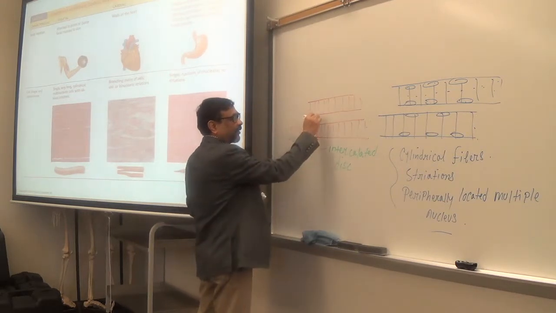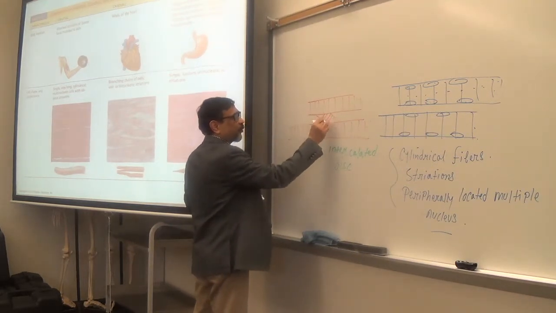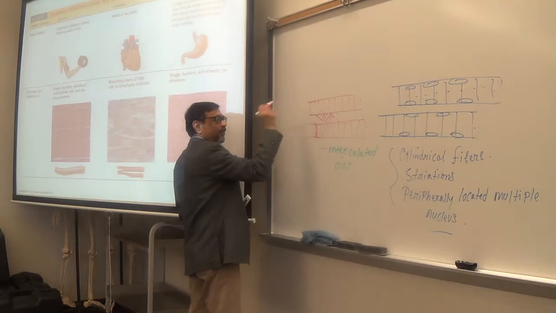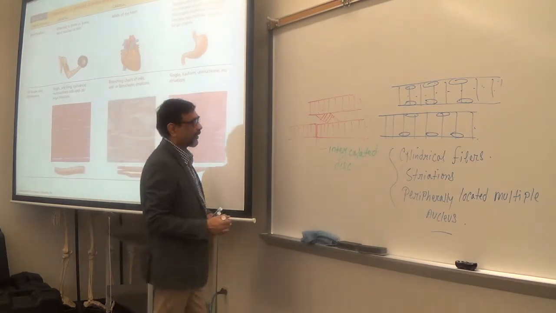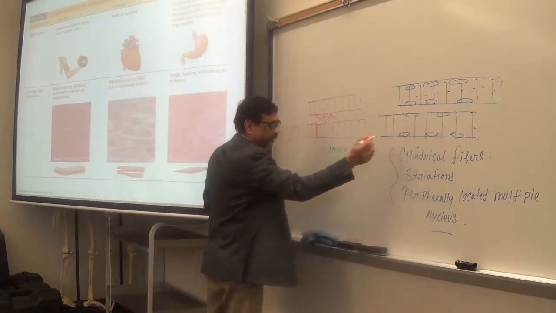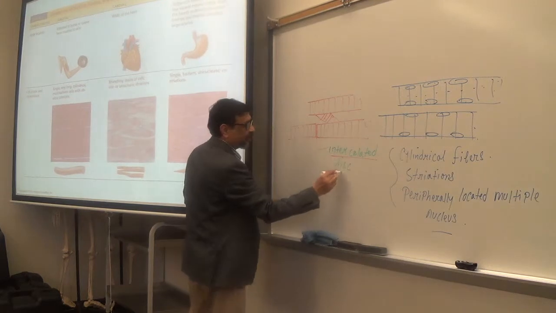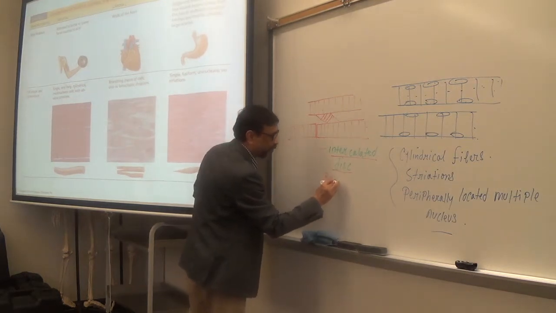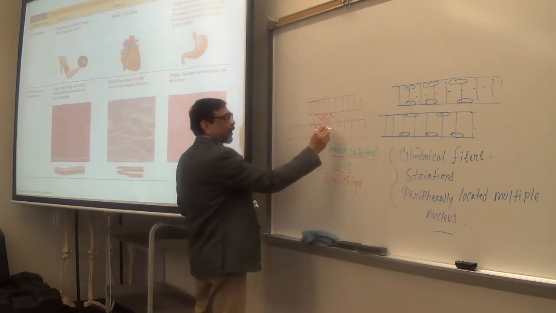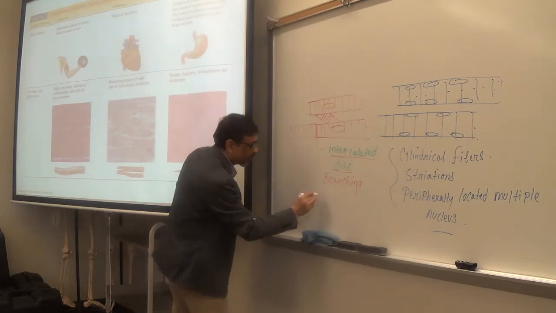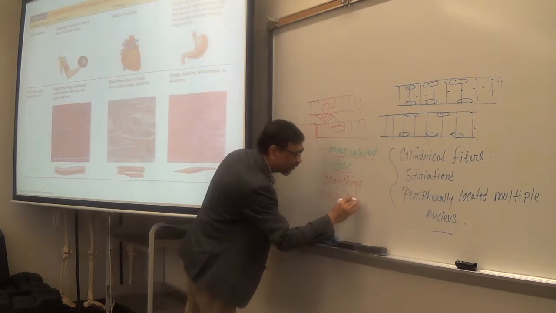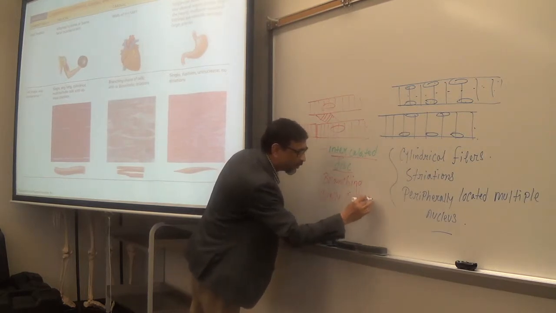Another thing is branching. From one muscle fiber, a branch arises and goes to the other muscle fibers. So this is called branching. You didn't see branching in skeletal. So intercalated disc and also branching. And number three, usually a single nucleus.